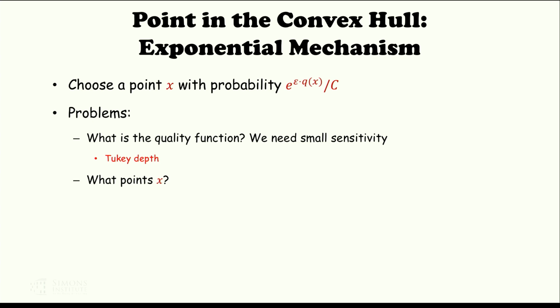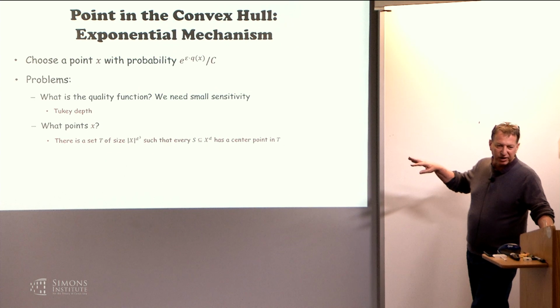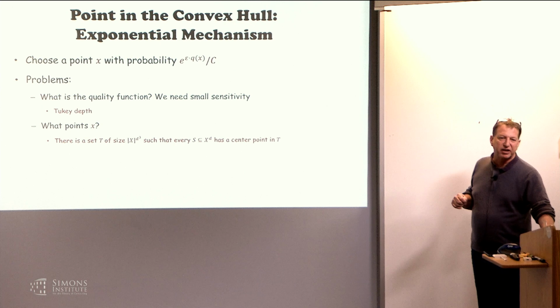Even if you take a point from the grid, it's not necessarily in the grid. So we have to have a small set of candidates to have the exponential mechanism. I won't go into detail, but thankfully the geometry helps us, and it says that there's a small set of size x to the d cubed, such that all the Tukey centers for all sets that are contained in the grid are contained in this set T. So there's a small set that we can take as candidates.